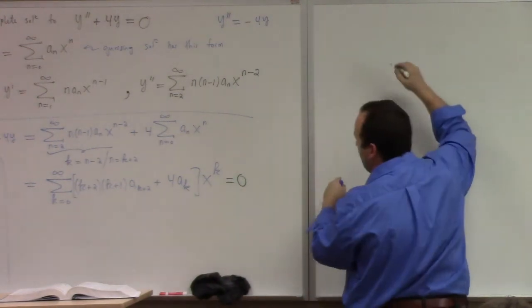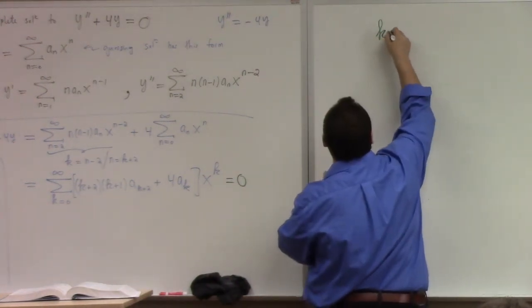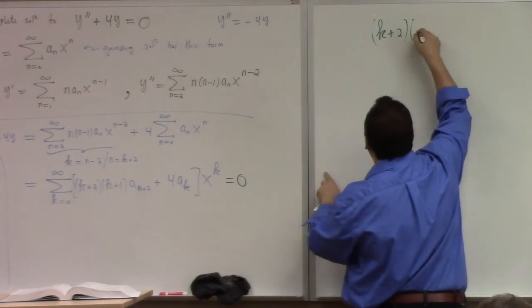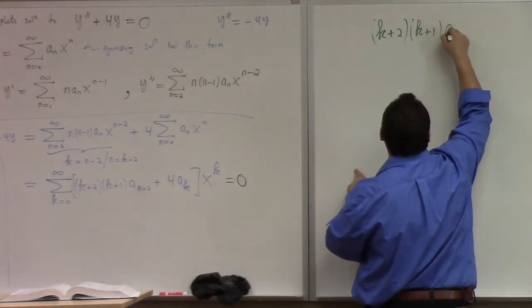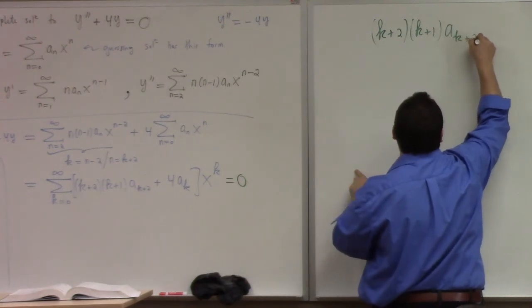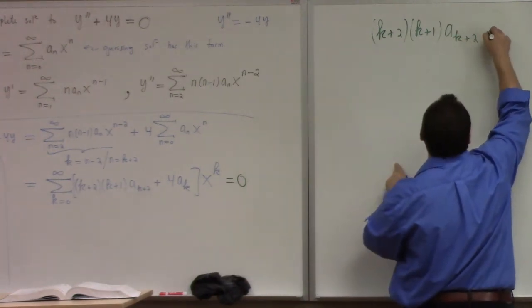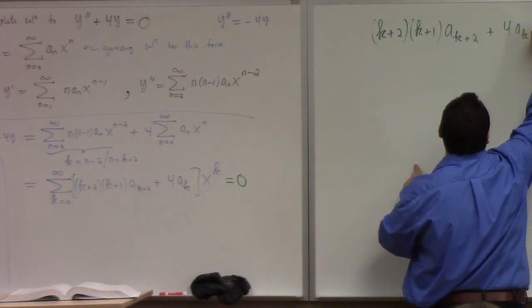So that gives us a relation. It gives us the fact that k plus 2 times k plus 1 times a sub k plus 2. My k's are hideous. I'm going to switch back to n here in a second. Plus 4 times a sub k is equal to 0.